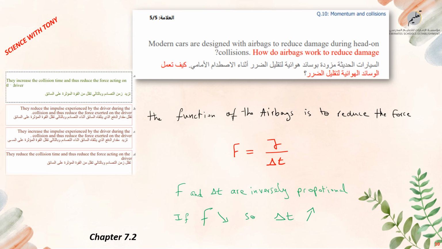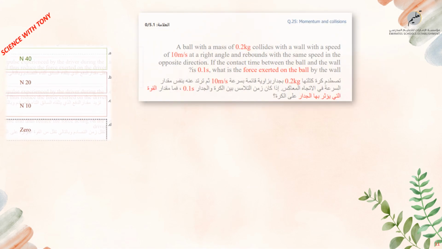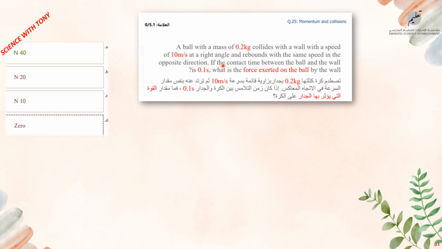We continue with the next question. A ball with a mass of 0.2 kg collides with a wall with a speed of 10 meters per second at a right angle and rebounds with the same speed in the opposite direction. So it's going at a right angle to the wall and then goes back in the opposite direction. If the contact time between the ball and the wall is 0.1 seconds, what is the force exerted on the ball by the wall? So these are the givens.